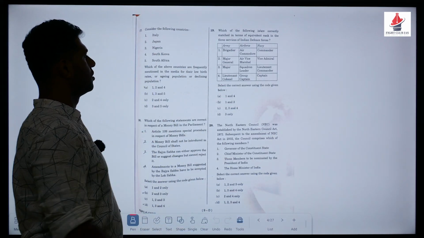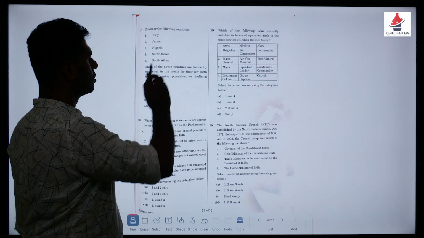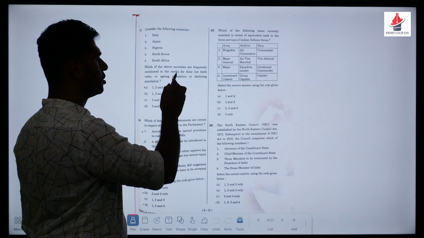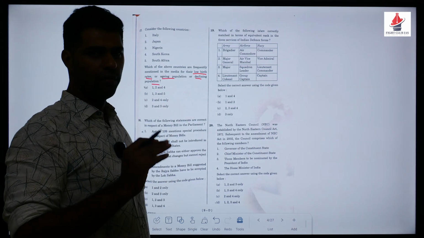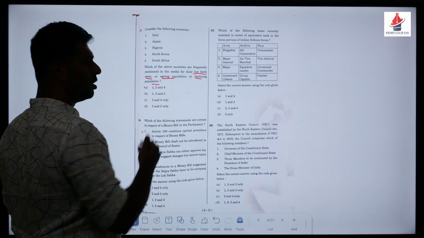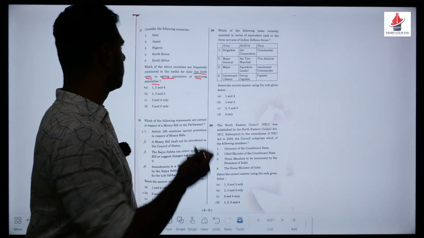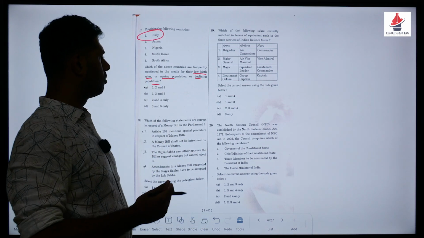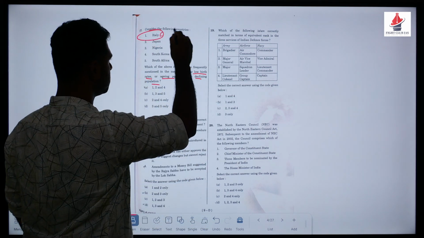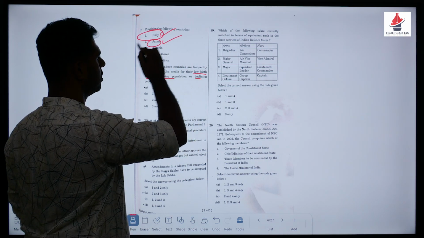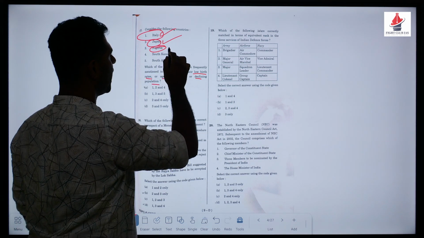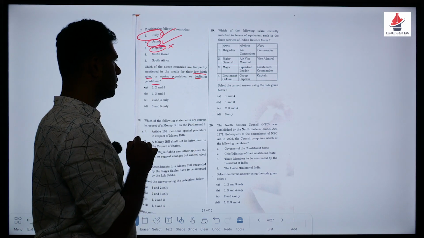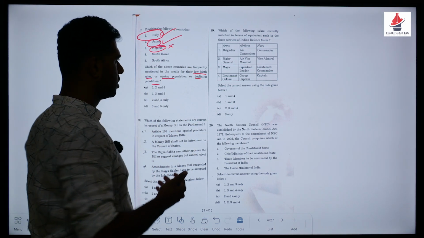Further, consider the following countries: Italy, Japan, Nigeria, South Korea, South Africa. Which of the above countries are frequently mentioned in the media for their low birth rates, aging population or declining population? We know that in general, European countries are experiencing this, especially Italy, which is also experiencing low birth rates and an aging population. Italy is right. Japan is also experiencing it, it is very evident. Nigeria, the African country, is not experiencing this. They are actually experiencing a population explosion.